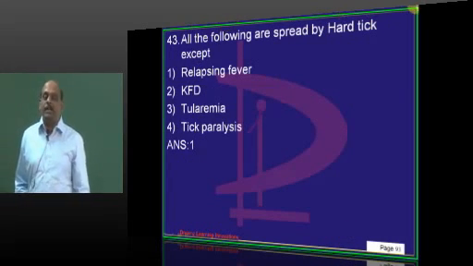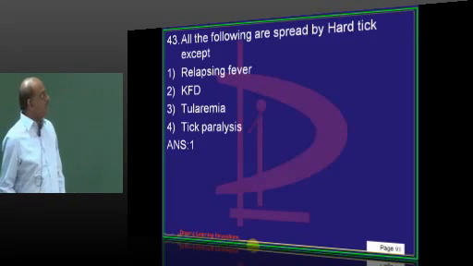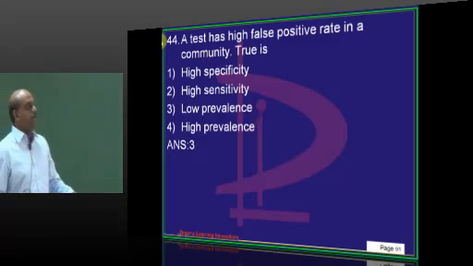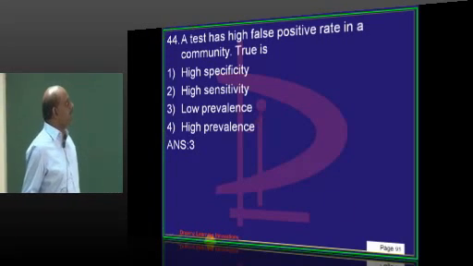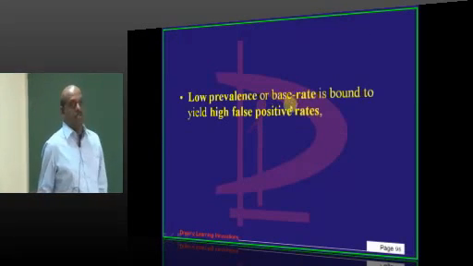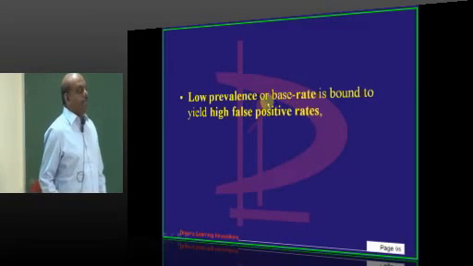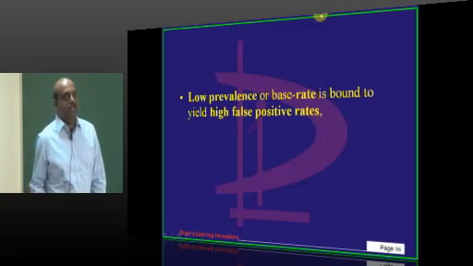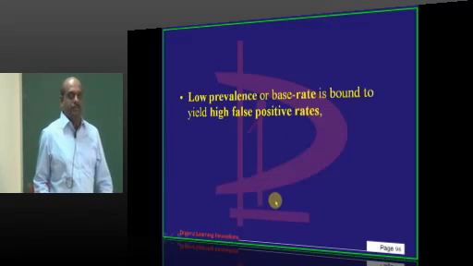Relapsing fever is what type of tick, doctor? Soft tick. High false positivity: whenever there is a low prevalence or base rate, then it is bound to have a higher false positivity rate, is a very standard question in epidemiology.